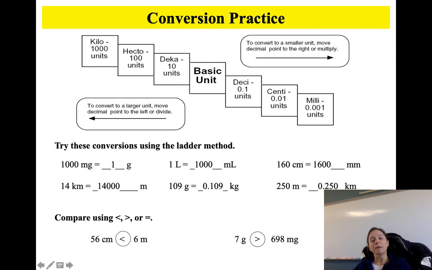So here on the bottom, I have 7 grams and 698 milligrams. So I'm going to convert my grams to milligrams. And so here's my grams, 1, 2, 3. So this becomes 7,000 milligrams, and 7,000 milligrams is bigger than 698 milligrams.